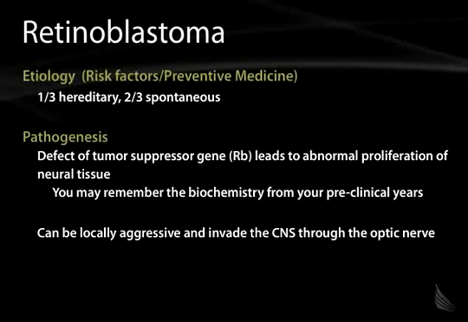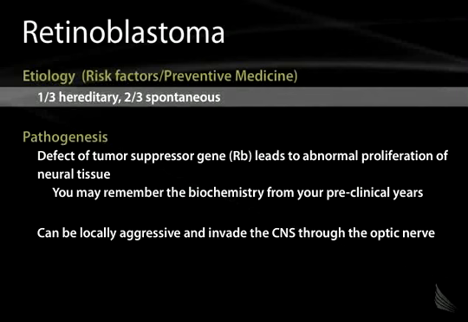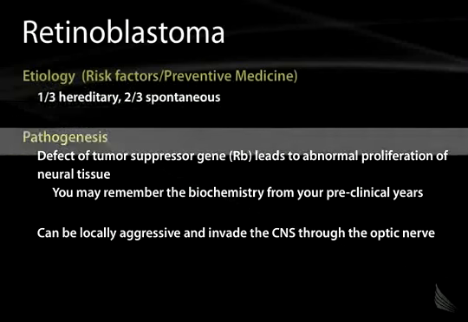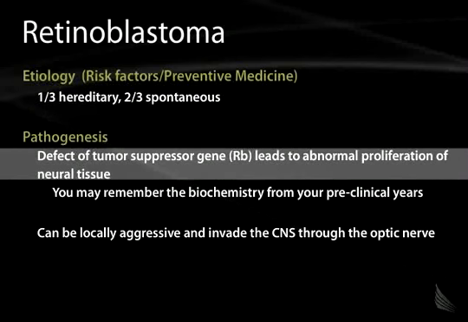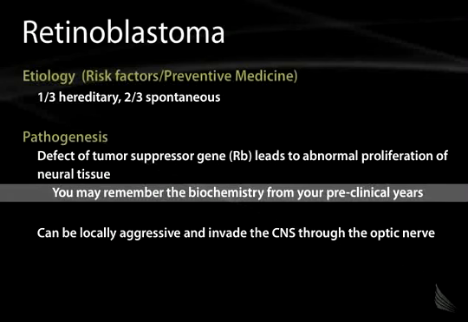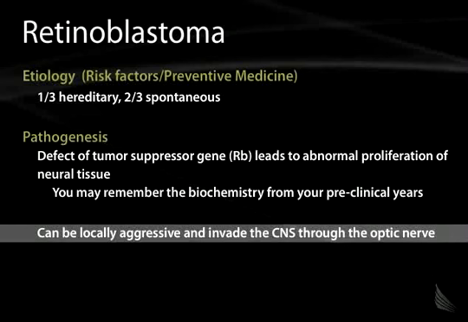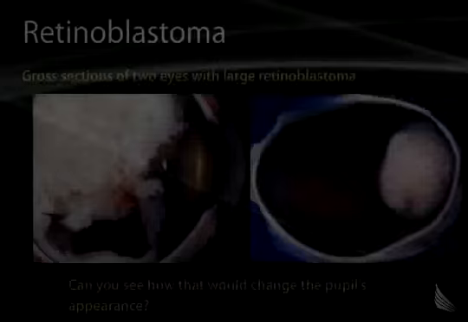Retinoblastoma is a tumor of the retinal cells. The etiology and risk factors are that it's 1/3 hereditary and 2/3 spontaneous. Pathogenesis is that it's a defect of the tumor suppressor gene, which is the retinoblastoma gene, and it leads to the abnormal proliferation of neural tissue. You may remember the biochemistry of the retinoblastoma gene and its interactions with E6 and E7 from your preclinical years. This tumor can be locally aggressive and often invades the CNS through the optic nerve.